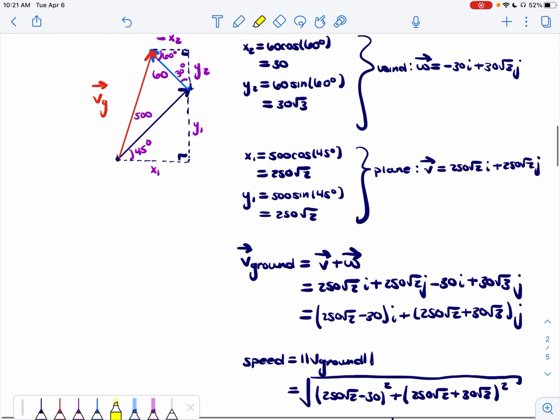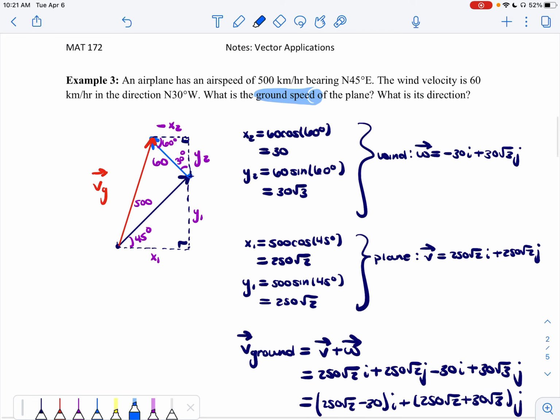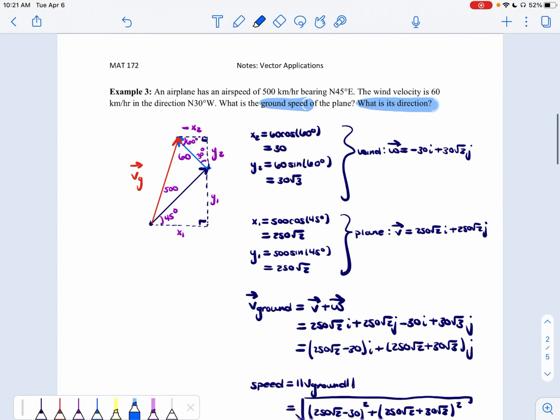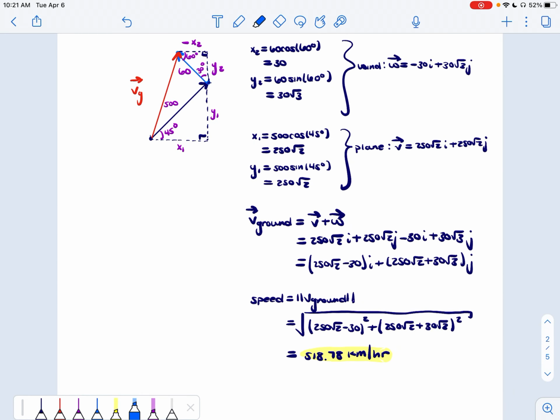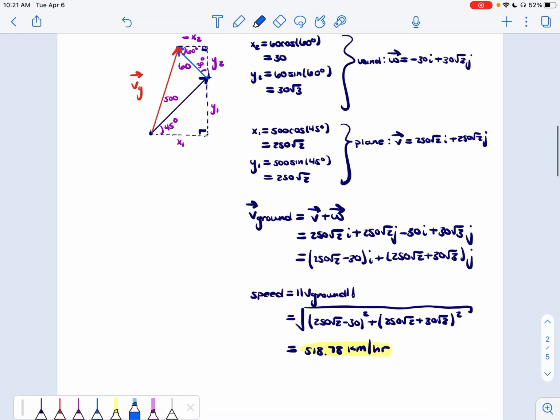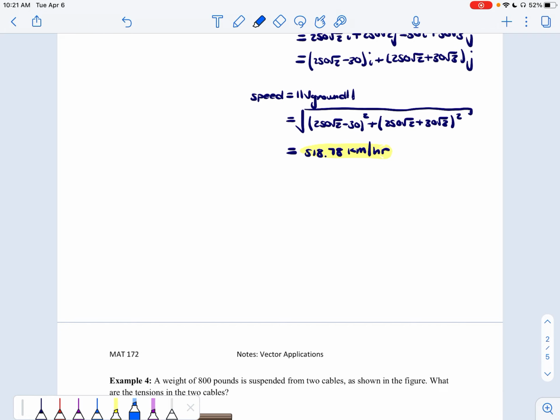Okay. Now the other thing it asked us in the original question, though, was what is its direction? So not only do we want to find the ground speed of this plane, but we want to find the compass direction as well. So if we think about this, let me go ahead and just copy this down.